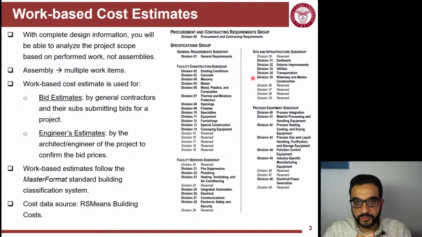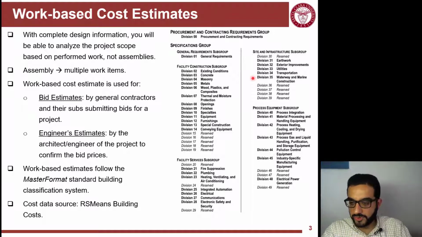Also, engineers use work-based cost estimating to validate the contractor cost estimate. And in some cases, like heavy civil projects, you don't have assemblies. You have fewer work scope items, and you, as an engineer, can do almost a similar level of detail to what a contractor uses to develop a cost estimate.